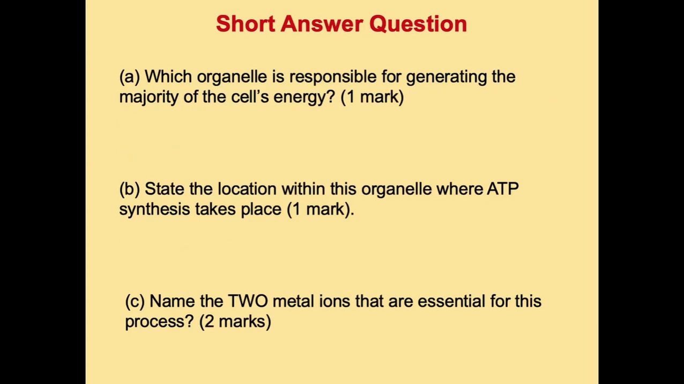Here we have a typical short answer question. A: which organelle is responsible for generating the majority of the cell's energy? You get 1 mark, so that's a very simple, quick answer. B: state the location within this organelle where ATP synthesis takes place. And C: name 2 metal ions that are essential for this process.